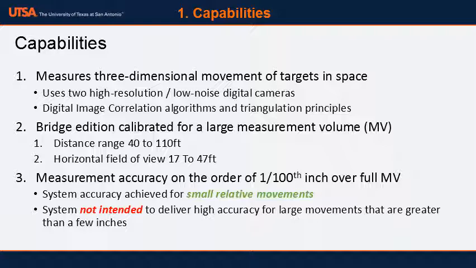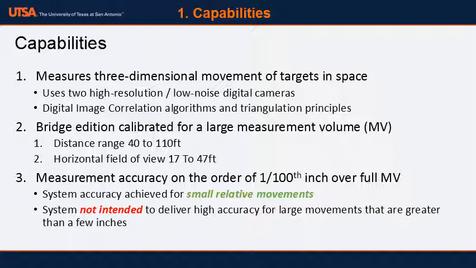So this particular bridge edition is calibrated for a distance range of 40 to 110 feet from the cameras and a horizontal field of view that comes out of it between 17 and 47 feet. So at 40-foot distance, if your structure of interest is 40 feet away from the cameras, you have 17 feet horizontally of width that you can see. And if you go all the way up to 110 feet distance from the camera, you can see up to 47 feet wide based on the lens configuration.